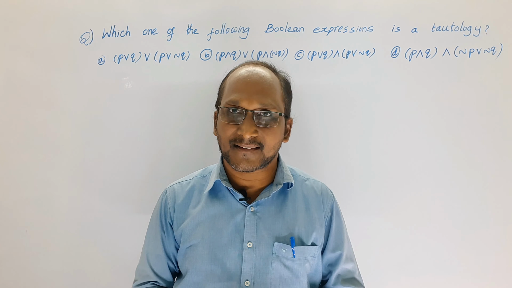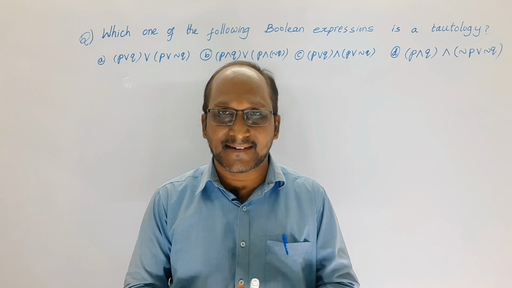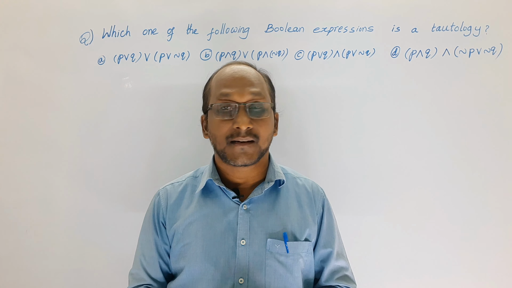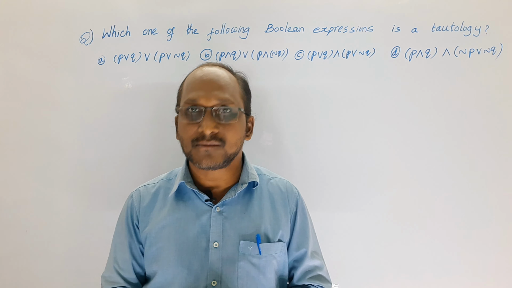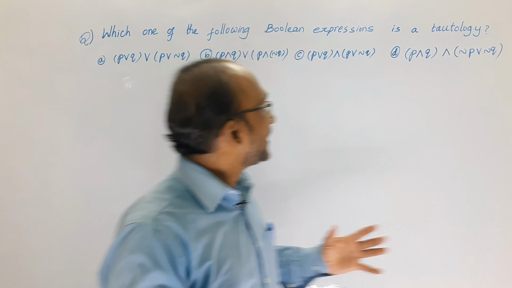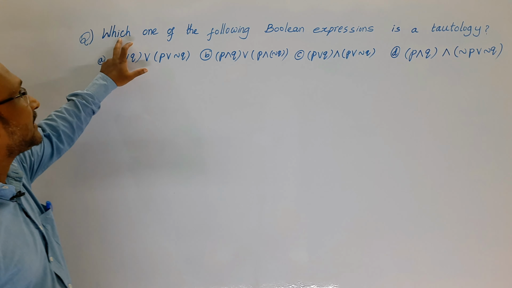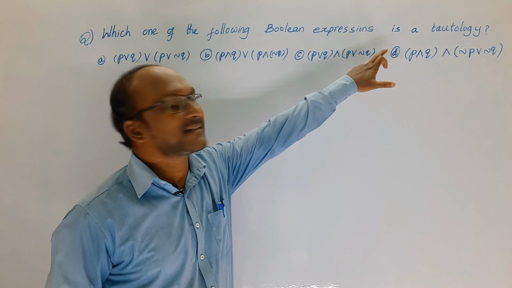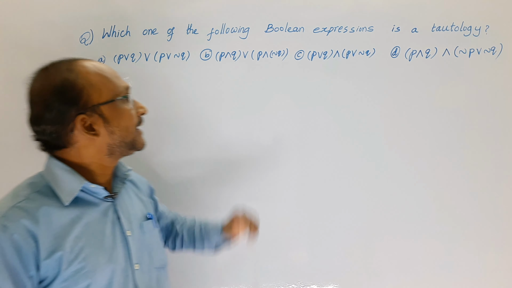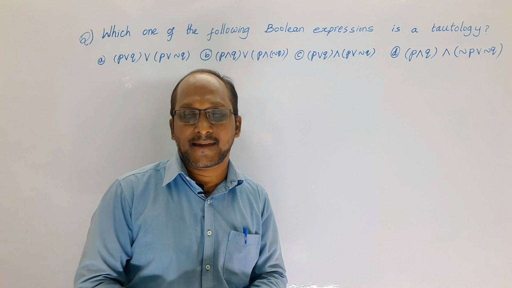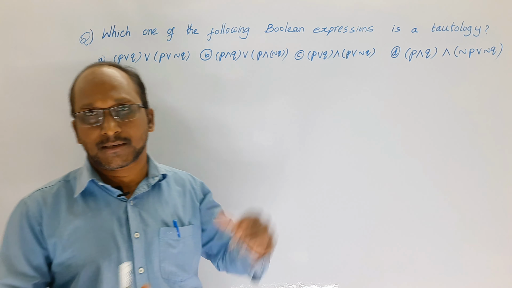In the last class of the chapter Mathematical Reasoning, we discussed some of the problems. Now in this class also, let us discuss some more problems. Here, let us see this question: which one of the following Boolean expressions is a tautology? Here, four options are given. We have to verify which option is a tautology.